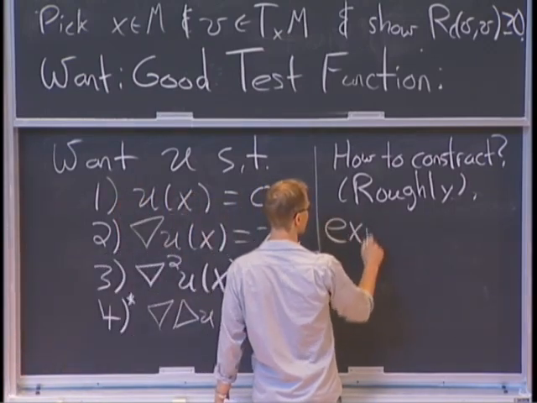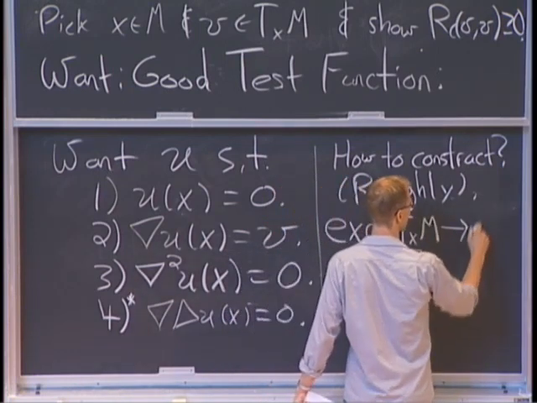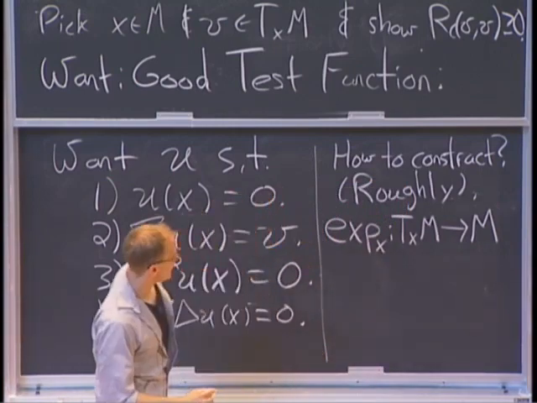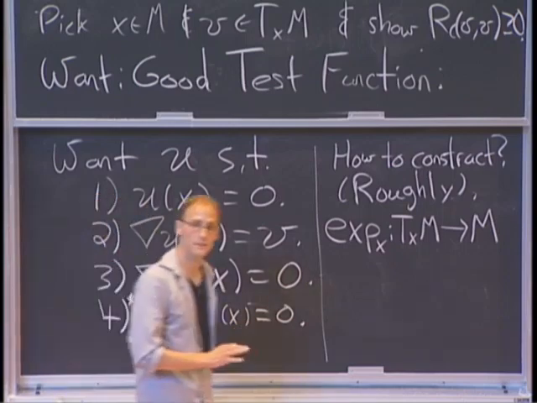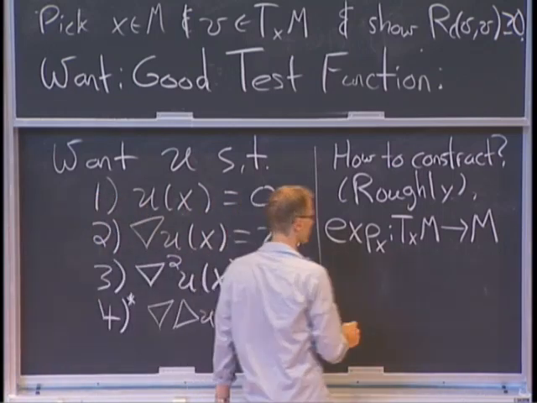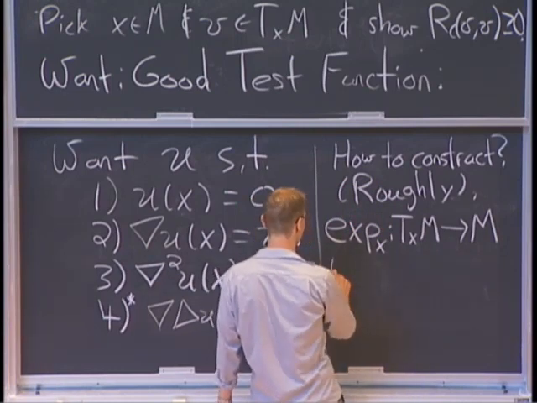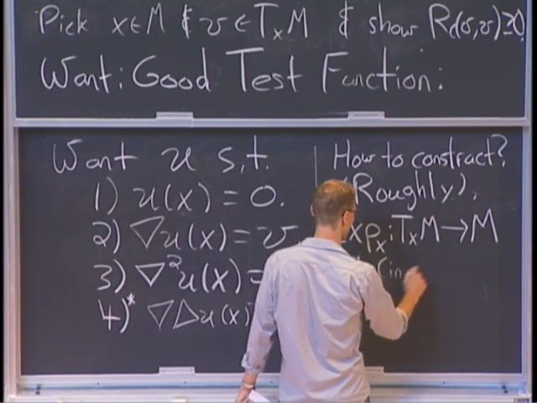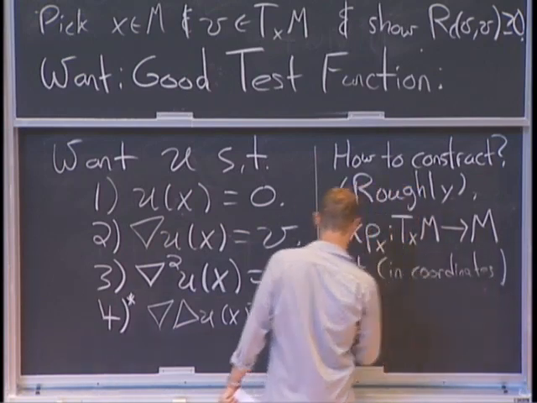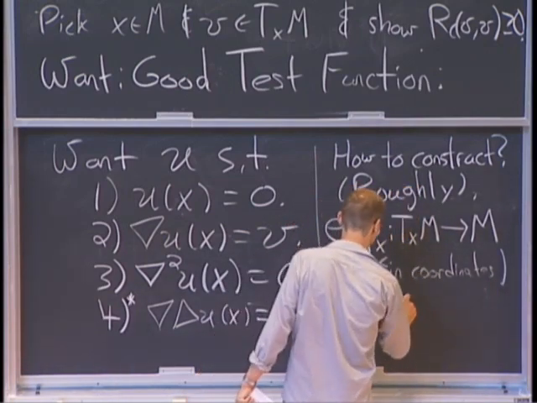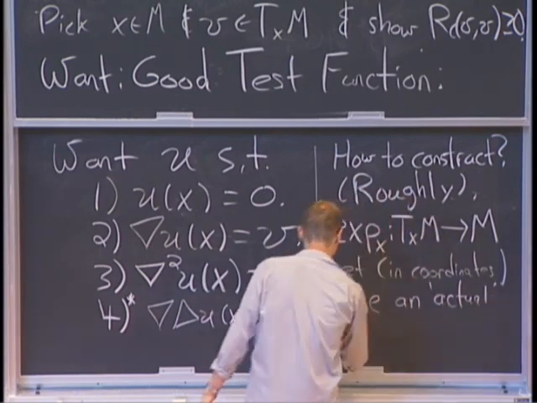So at x, we had this mapping from the tangent space at x into M. And it had the property that, at least in a neighborhood of x, it was a diffeomorphism. So it was an honest coordinate system in a neighborhood of x. And we're going to let, in coordinates, u be an actual linear function.